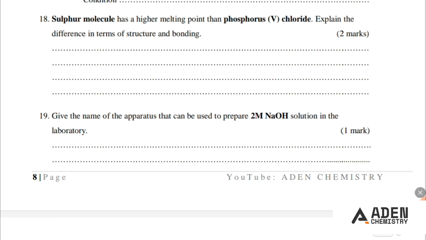So question number 19, we are told give the name of the apparatus that can be used to prepare 2 molar sodium hydroxide solution in the laboratory. So our answer there is volumetric flask. So volumetric flask is the apparatus that's used to prepare standard solutions like 2 molar sodium hydroxide solution.